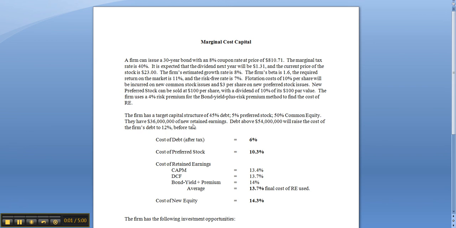Okay, so here's the marginal cost of capital, or MCC, example that I've posted to Blackboard. Basically, marginal cost of capital is WACC, weighted average cost of capital, but you're finding a different WACC depending on how much money the company needs to raise. The more money it needs to raise, sometimes the cost of raising that money goes up, so there's a marginal cost of capital. And all this information basically is what you'd find in your case. The information you need to calculate the various component costs down here.